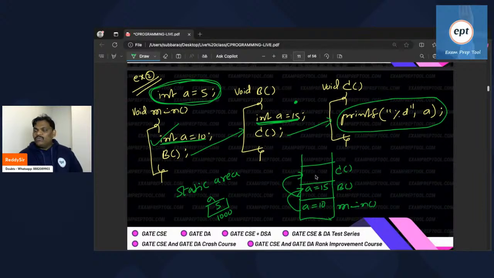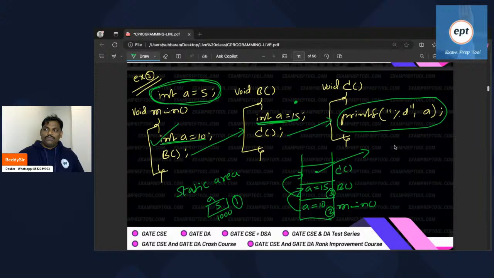I don't know which A will come, because so many A's are there. See, this is the first A, next this is the second A, this is the third A. So many A's are there. Here you are calling print A where there is no A. This is called a scope problem. Remember, you are using A here where A is not there.